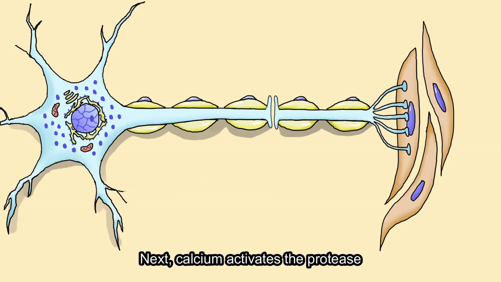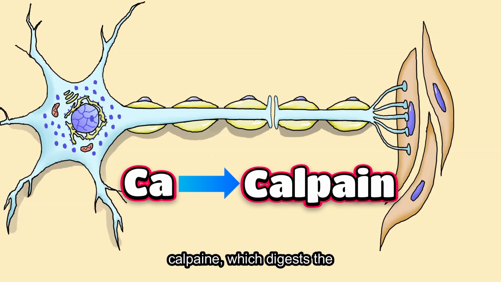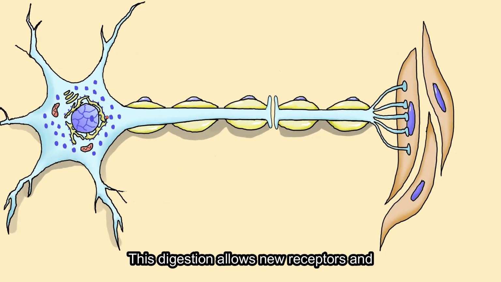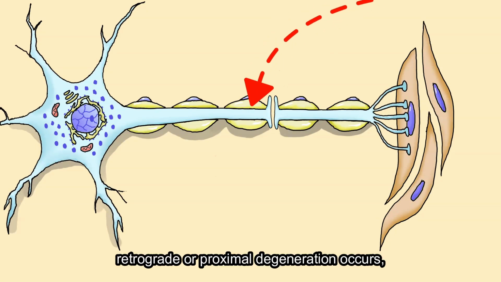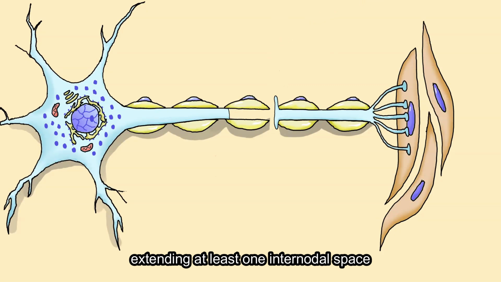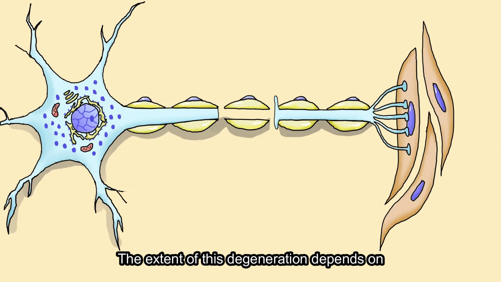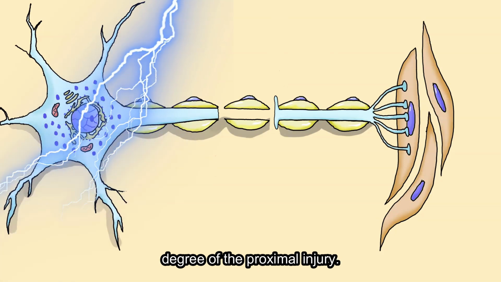Next, calcium activates a protease, calpain, which digests the submembranous spectrin cortex. This digestion allows new receptors and membrane components to reach the axon tip surface, an essential step for regeneration. Following injury, a retrograde or proximal degeneration occurs, extending at least one internodal space from the site of injury. The extent of this degeneration depends on the degree of the proximal injury.